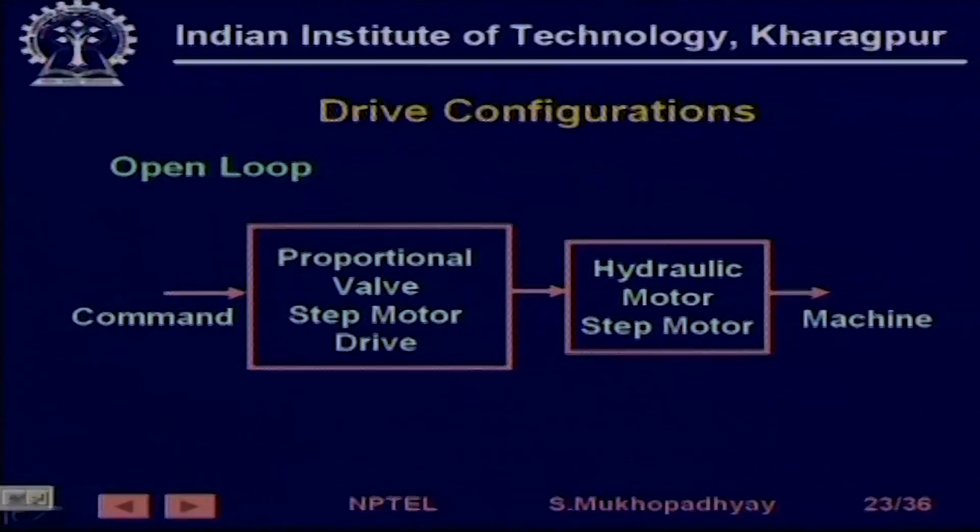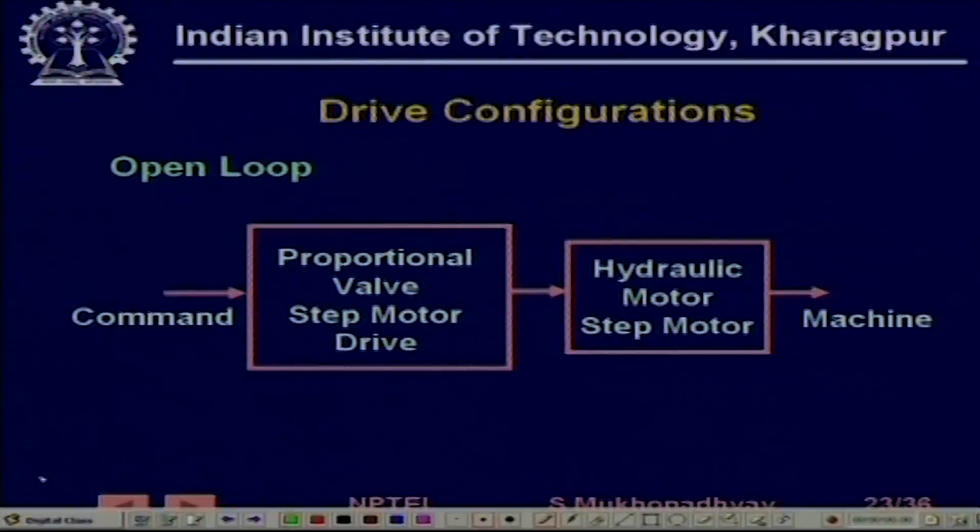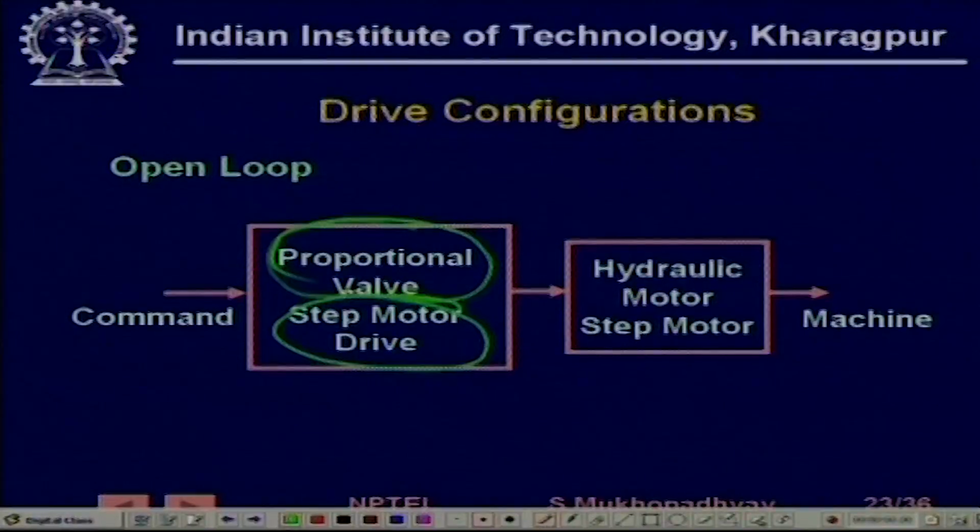So, in the case of motors, we can have step motor drives, or in the case of hydraulic drives we have proportional valves, where we just give a command and a proportional force or displacement is produced. So, you can have a hydraulic motor or a step motor, and so the machine is driven in open loop.